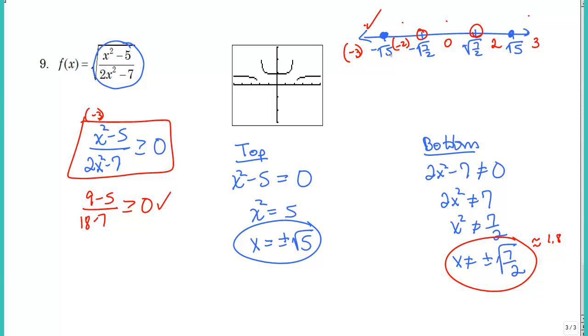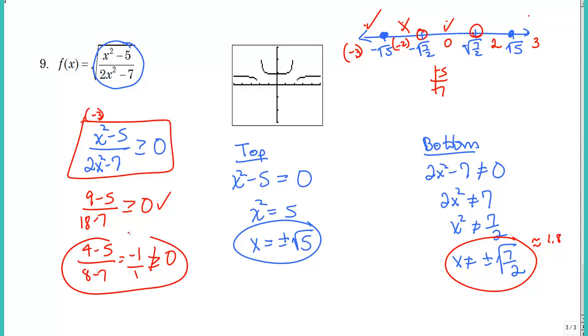If I plug in -3, squared is 9 minus 5 over 18 minus 7. Yes, that's true. If I plug in -2, I'm going to get 4 minus 5 over 8 minus 7. That is not greater than 0. If I plug in 0, I'm going to get negative 5 over negative 7, which is positive. So that's good. If I plug in positive 2, I'm going to get the same thing I got with negative 2, and that doesn't work. And when I plug in 3, I'm going to get the same thing I got with negative 3, and that does work. So yes, most of the time they do alternate, but you still got to check.